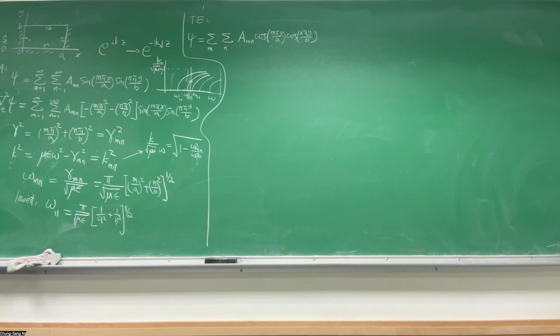Gamma squared is 0, but this is just a uniform field that satisfies the vacuum dispersion relation, k squared is mu epsilon omega squared, right? And it won't have a transverse field, right? That's not an interesting mode to consider, right? So we'll exclude that mode. Basically, we'll exclude the 0, 0 mode.